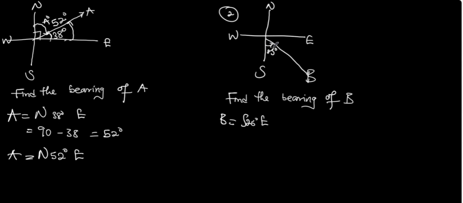That's because the measurements given already subtend at B from south towards the east. So it means that B is equal to south 25 degrees towards the east. So it is very, very important that you note that your measurement can only start either from the north or from the south. So you take it from the north towards the east or from the north towards the west. Or you take it from the south towards the east or from the south towards the west.